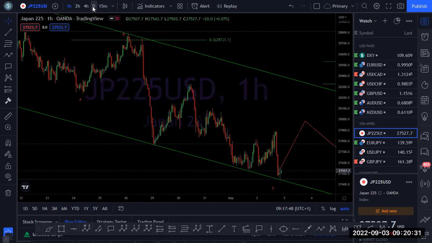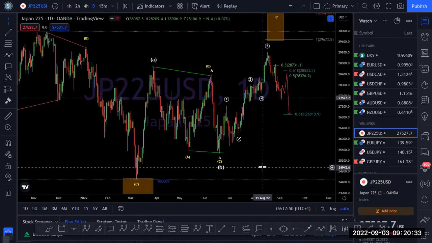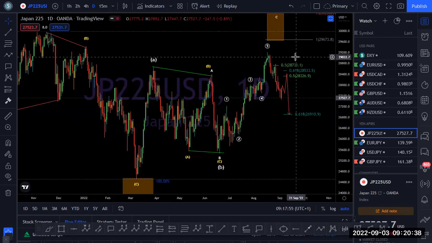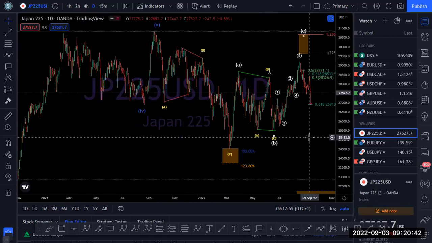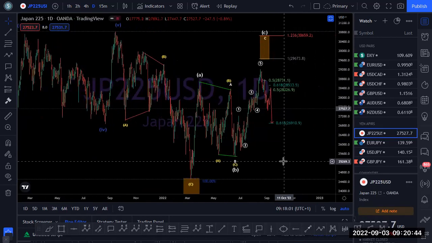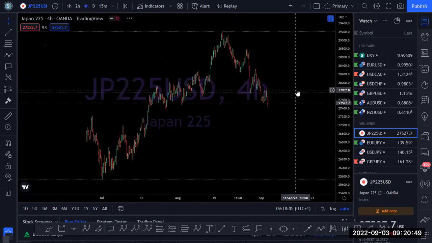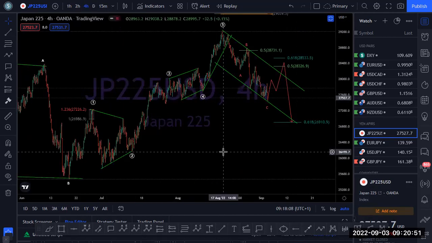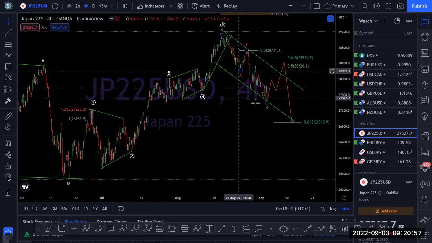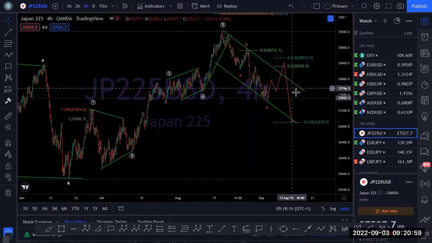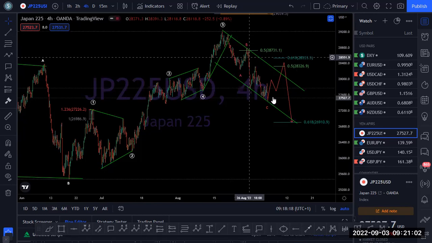JP225, let's go to Dow. Okay, we still have the price going down. Let's go to 4 hours, nothing much on Dow. In 4 hours, it's likely we will get a double zigzag. You can see this is an ABC.